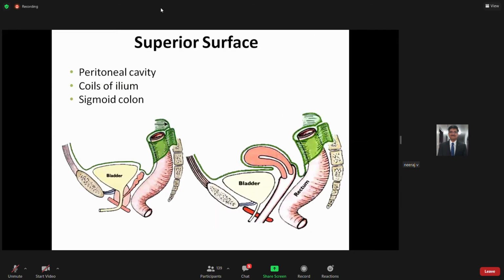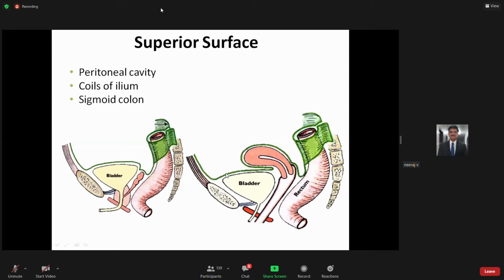Now coming to the superior surface, if you look, this is the pubic symphysis. This is the anterior abdominal wall. This is male. This is female. You can see we have the seminal vesicles over here. This is the rectum. This is the rectum in the case of female. This is the base. This is the neck. Now I'm talking of this superior surface.